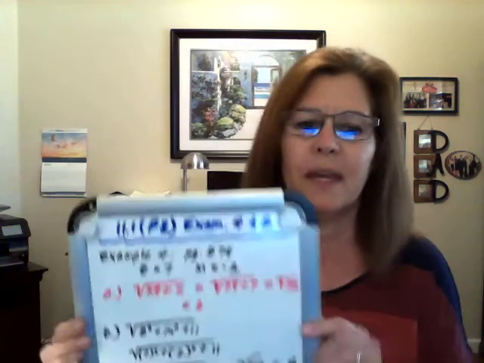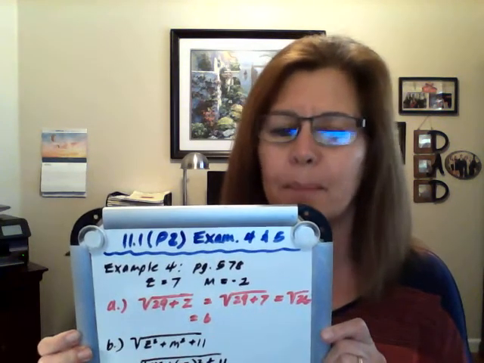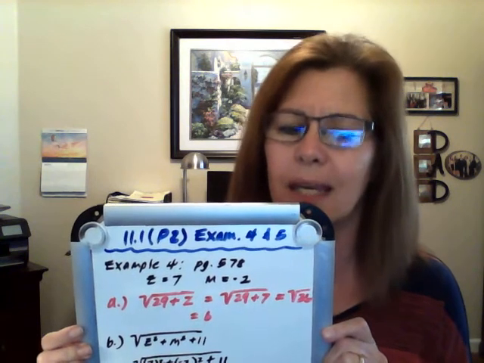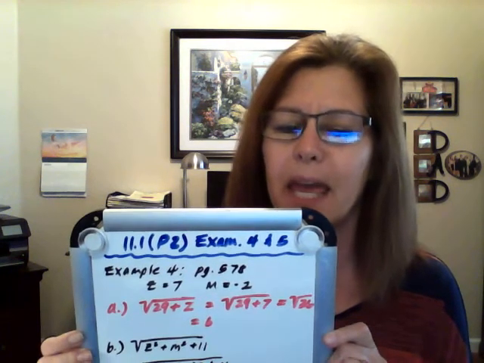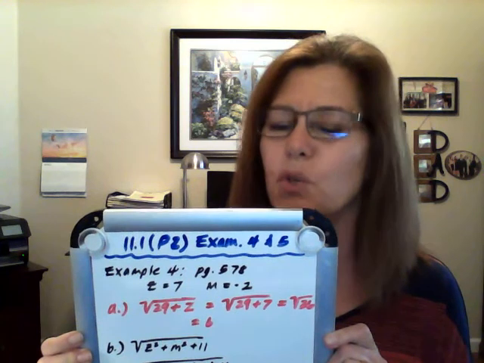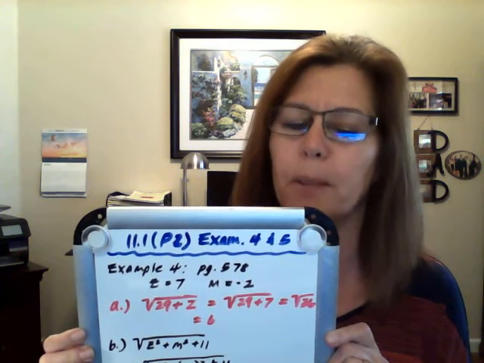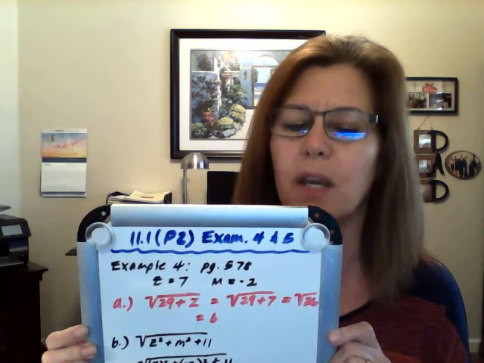If you'd like to follow along in your book, turn to page 578. That's where example 4 starts. All right, so here we go. Example 4 tells us that z equals 7 and m equals -2. So they give you those values and you're going to plug them into the first equation.